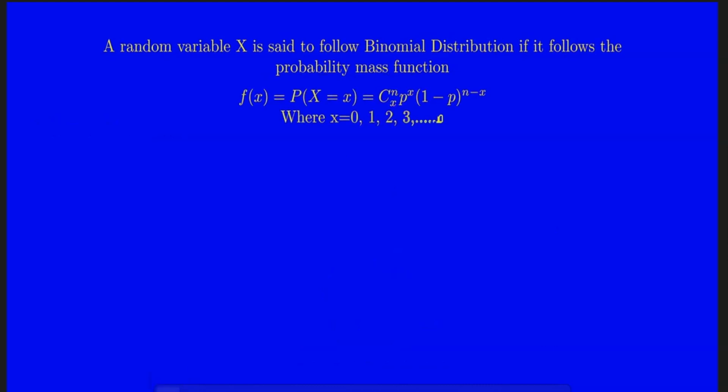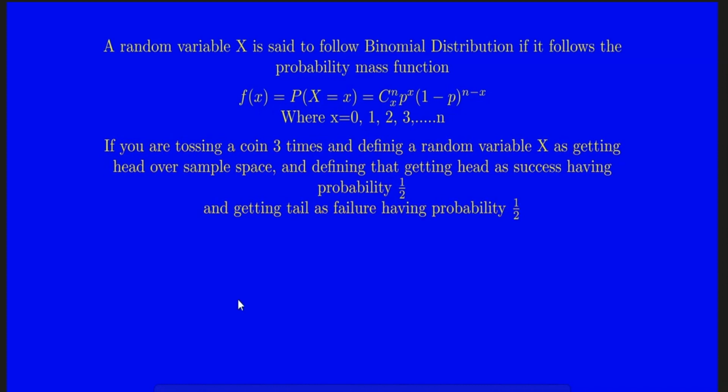Now let us define a random variable. A random variable x is said to follow binomial distribution if it follows the probability mass function nCx p^x (1 minus p)^(n minus x), where x is from 0 to n. In many books you will see that they write 1 minus p is equal to q. That's okay. You can go with 1 minus p or you can go with q. It doesn't matter.